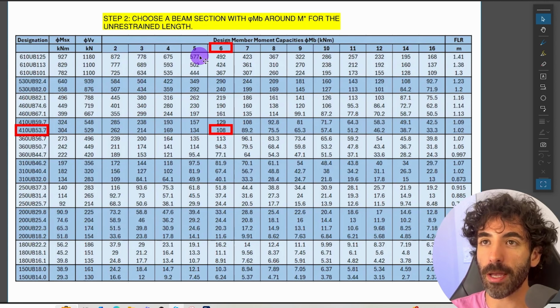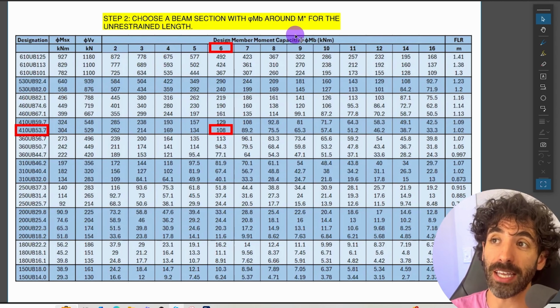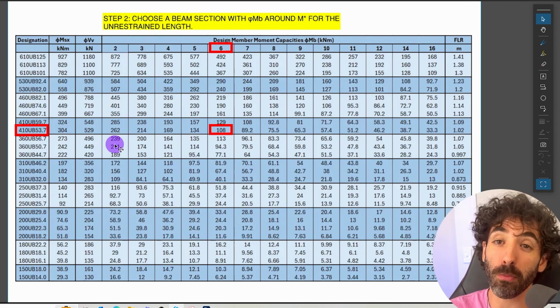So let's jump to step number 2, which is to choose a beam section with phi MB around M star for the unrestrained length. In other words, we're going to choose a section which has phi MB for 6 meters, close to 150. So let's say the range could vary from 100 to 160 kilonewton meter. So that means we could possibly choose a 360 UB 56.7, or maybe a 410 UB 53.7, or the 59.7, or also a 460 UB 67.1.